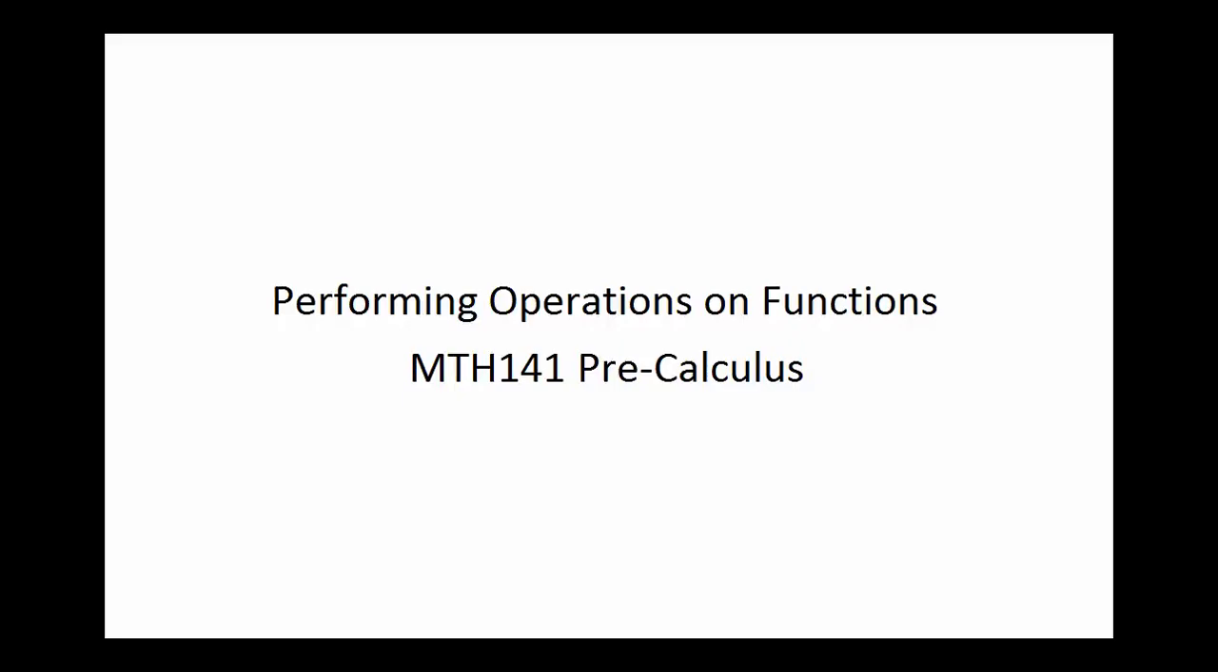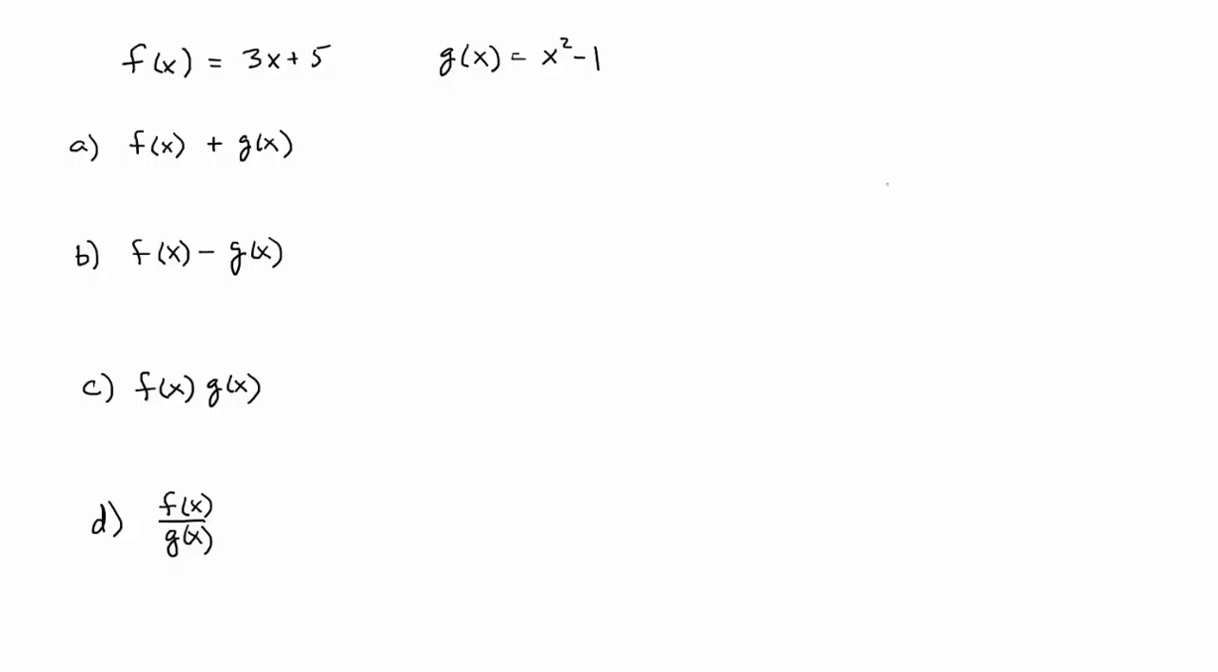In this video, we're going to be performing operations on functions. In the first set of examples, f of x is equal to 3x plus 5, and g of x is equal to x squared minus 1. And in each of these examples, we're going to take a look at the domain. In A, we want f of x plus g of x.